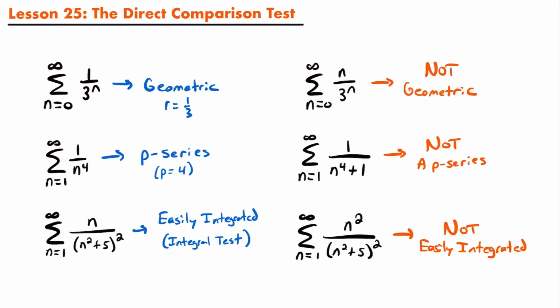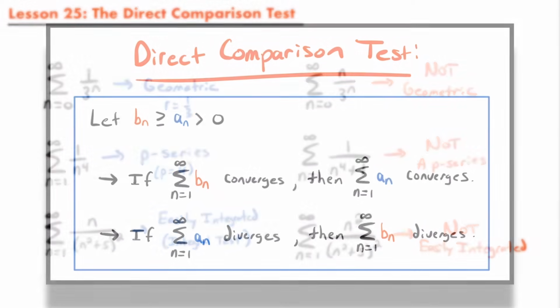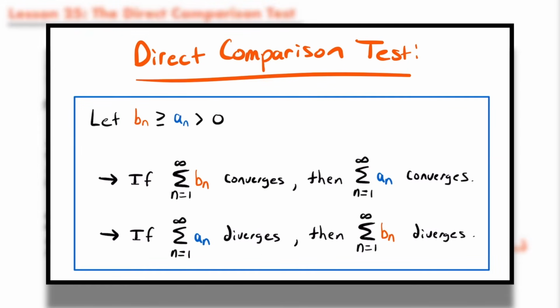And what these tests are going to allow us to do is compare a series that we don't know the convergence of that has more complicated terms to a series with simpler terms whose convergence we know. In other words, what we're going to be doing is looking for similar features in our series that might look like a geometric series or a p-series or maybe something that we can easily integrate. All right, and so that leads us to the comparison test we are going to look at in this video, which is the direct comparison test. And so here's what the direct comparison test allows us to do.